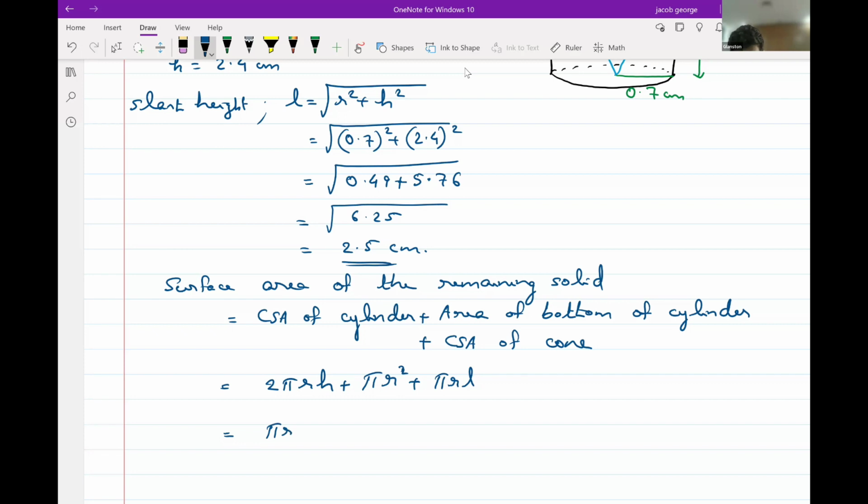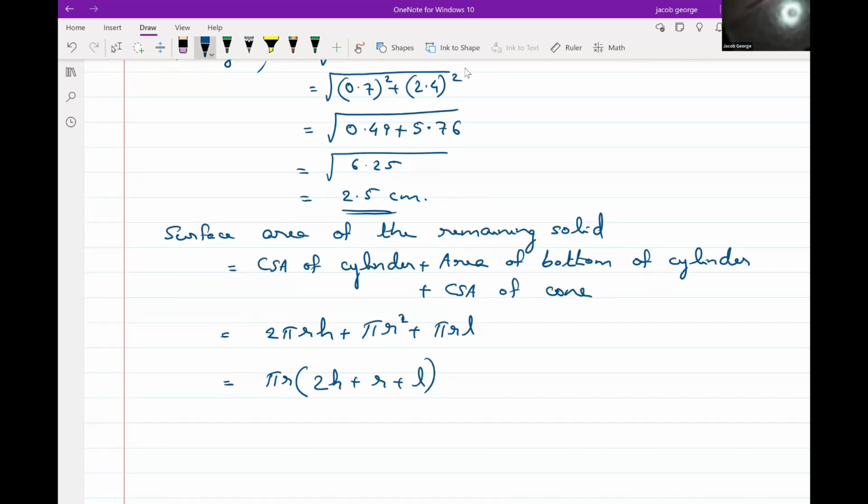Sir, we can take the TSA of the cylinder and then subtract the circle area, right? Save answer, you will get, okay? It's the same, nothing wrong in that one, it is the same, okay? So pi r into, pi r if you take outside, then 2h plus r plus L.